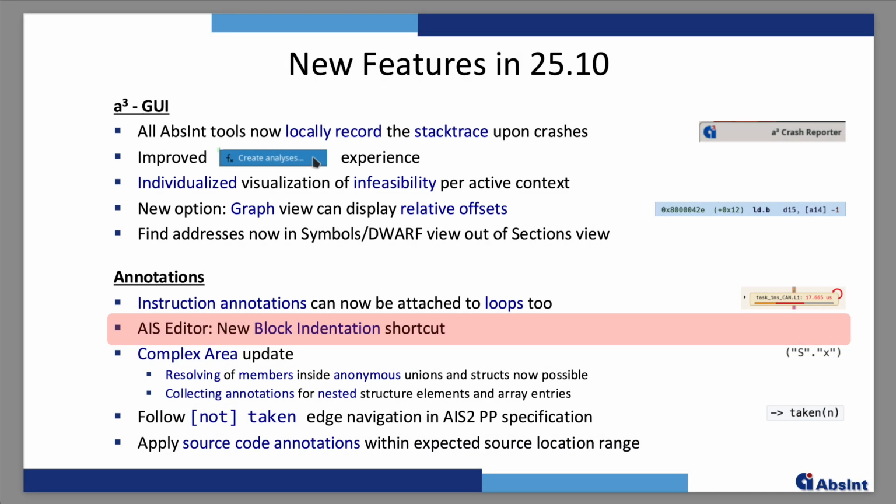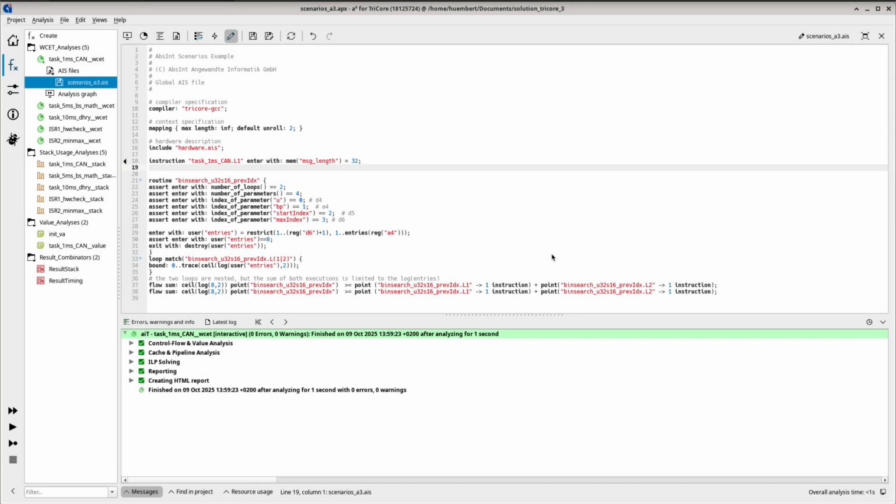The next new feature, also highly requested: our AIS editor can now handle block indentation. We have a special shortcut for it, or it can also be found in the context menu. I'll show you briefly. I think everybody knows the situation. You copy some complex text, in this case some complex annotation, into another project AIS file, but the indentation for the scopes is missing.